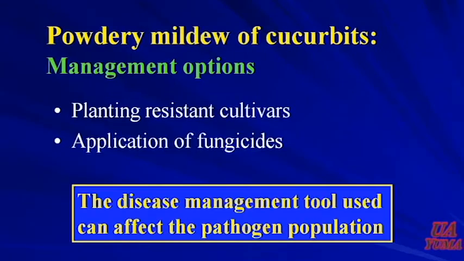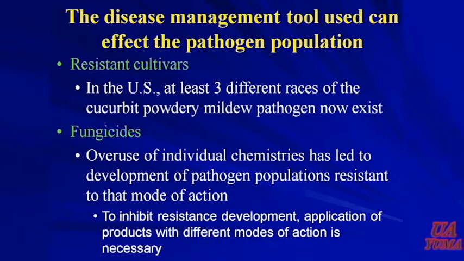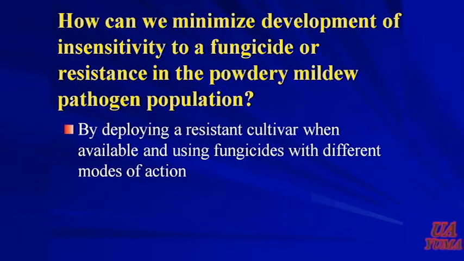But we need to be aware that whichever of these tools you use can affect the pathogen population. What I mean by that is, if you use a resistant cultivar, there are variants within that population that can overcome that resistance. And with repeated use of one particular cultivar that has resistance, over time, that population will develop insensitivity, and that genetic resistance will no longer be usable. The same thing happens if you use a particular fungicide over and over and over again. It will enrich that pathogen population until finally the fungicide is not effective anymore. That's why we always strongly advise that you use fungicides with different modes of action.